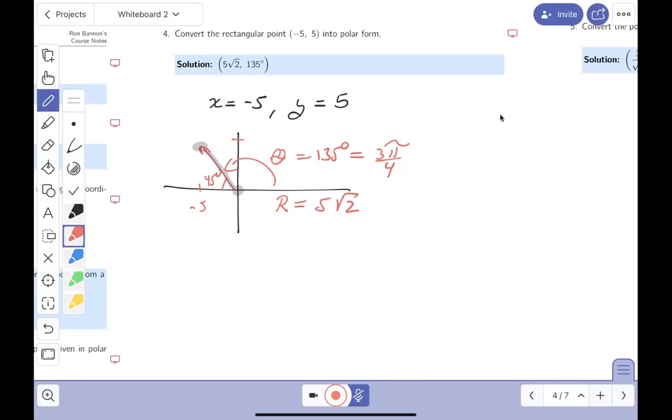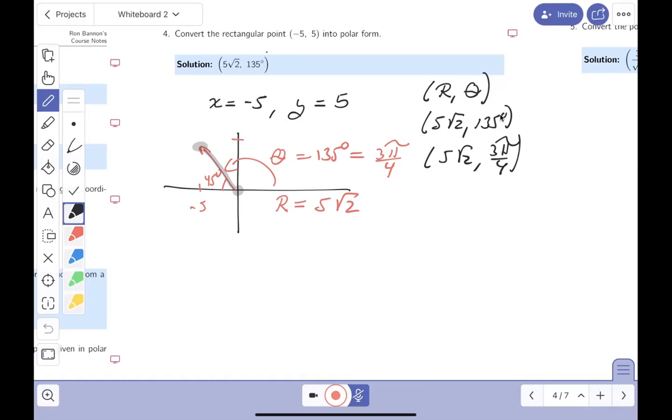Okay, how are polar forms written down? They're written down as an ordered pair. The ordered pair is R, comma, theta. Now, by the way, I'm not going to say there's only one answer here, but I want to give the most obvious answer. What's R? 5 root 2, comma, theta, which is 135 degrees. If you want to write down radian measure, that would be 3 pi over 4. Both are acceptable. Degrees are probably a little bit easier to deal with.